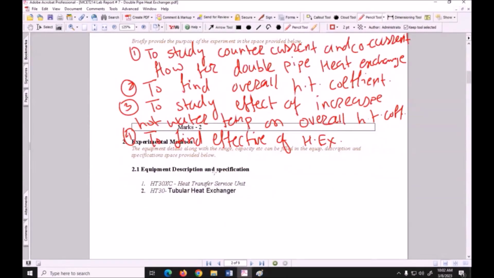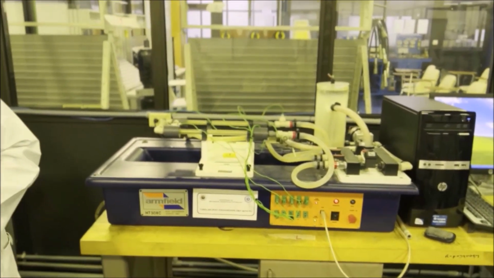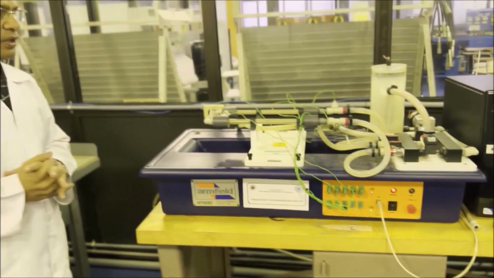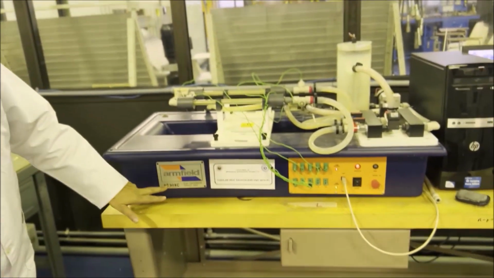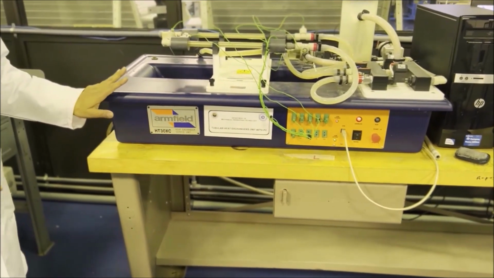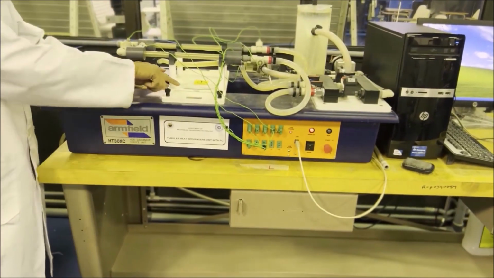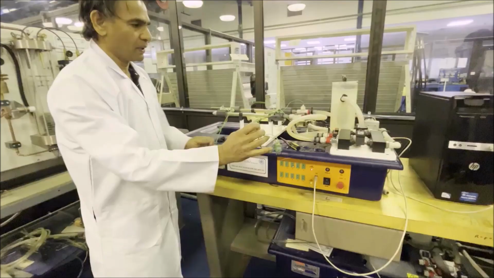So, equipment description and specification: we have a heat transfer service unit and we have a tubular heat exchanger. This week and next week we are going to do the experiment on heat exchanger. So we have the service unit, HT30XC heat exchanger service unit, and in the first week we are doing the experiment on a tubular heat exchanger.